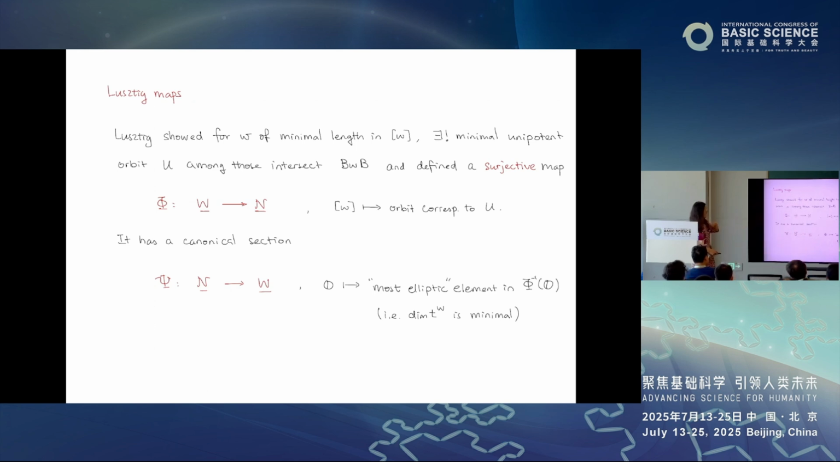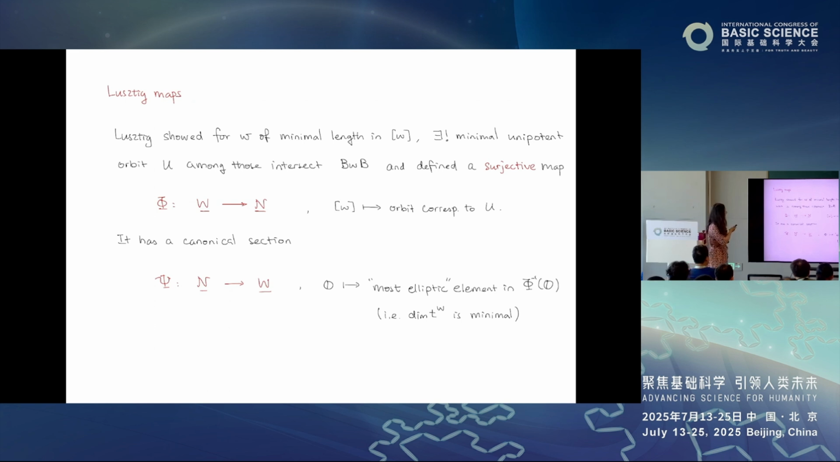And then he also constructed a canonical section of this map, which starts from an orbit. You look at its pre-image under this map, and you take, in some sense, the most elliptic element in this fiber. That is an element whose fixed points in the torus, in the Cartan, has the minimal dimension.